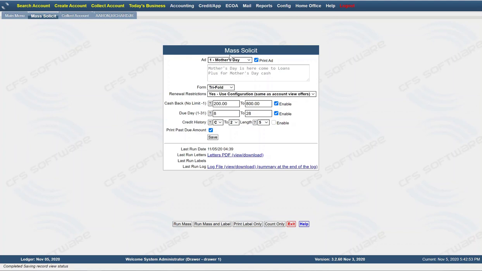So this is a really, really good tool under mail for helping to get people in, grow your business, make sure that they come in for making their payments too. And that is Mass Solicit.